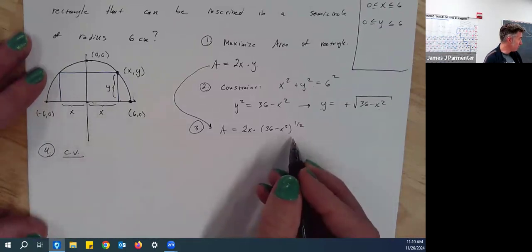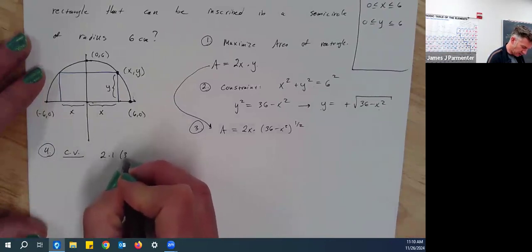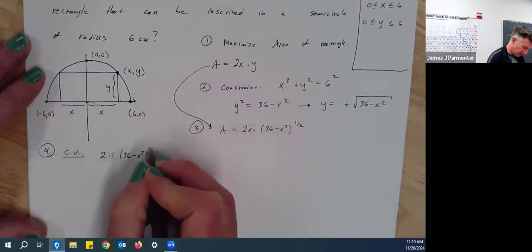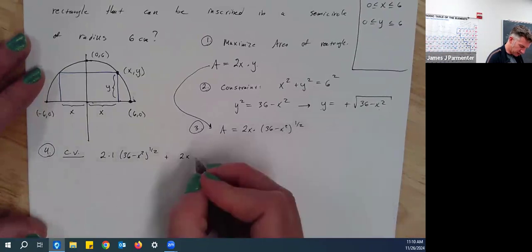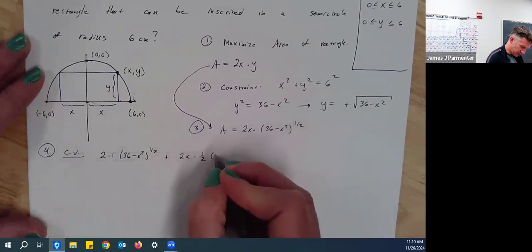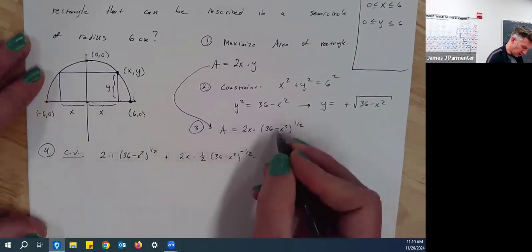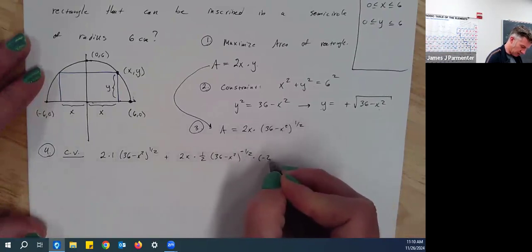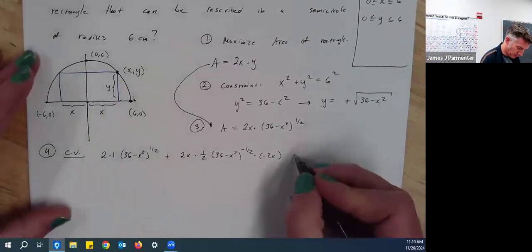We have to use the product rule. So it's going to be 2 times the derivative of x, which is 1, times the other stuff left alone, 36 minus x squared to the 1/2, plus 2x times the derivative of the other stuff, which is 1/2 times 36 minus x squared to the negative 1/2 times the derivative of the inside, which is negative 2x. And we're going to set that equal to 0.